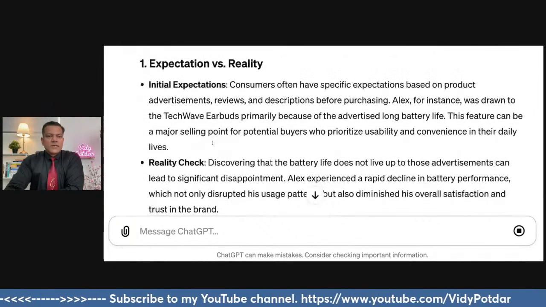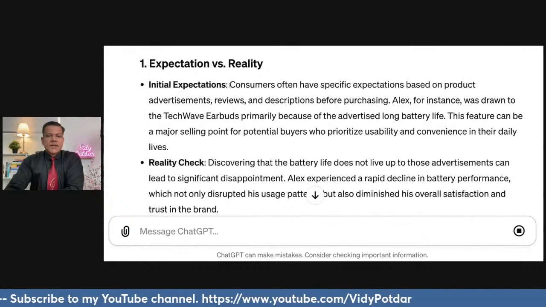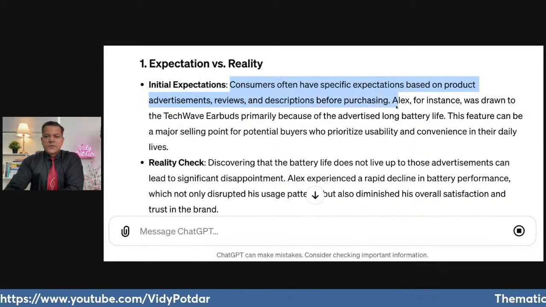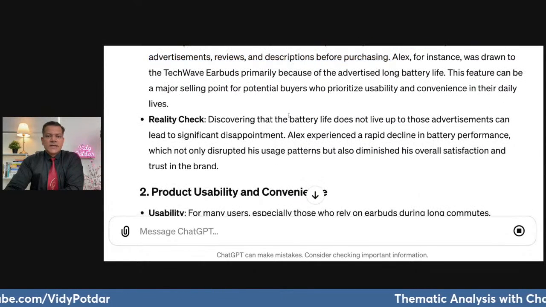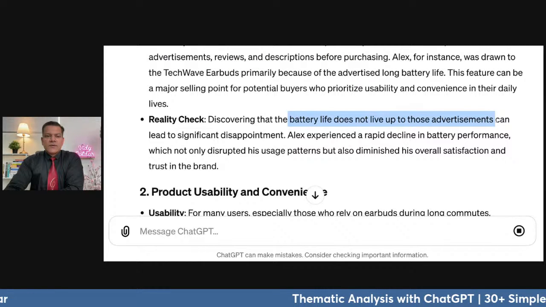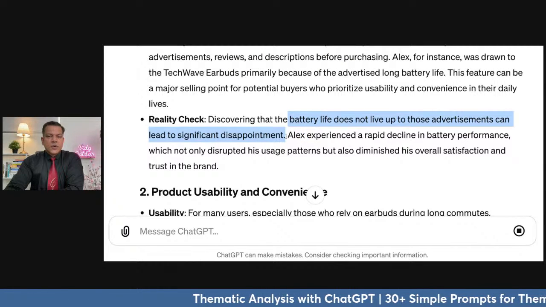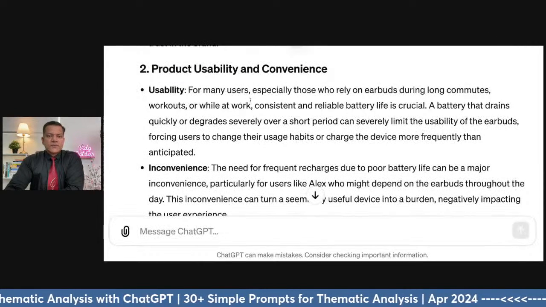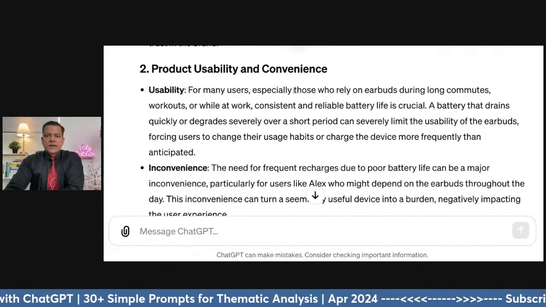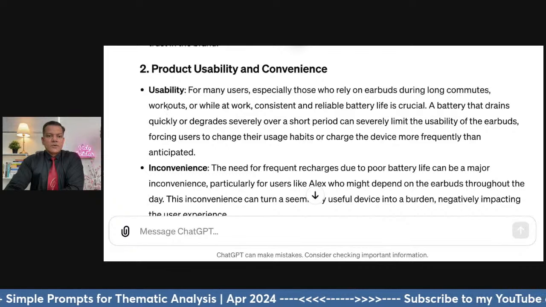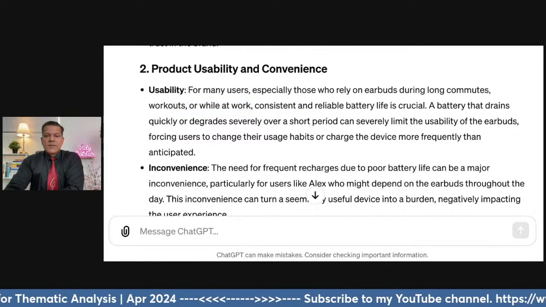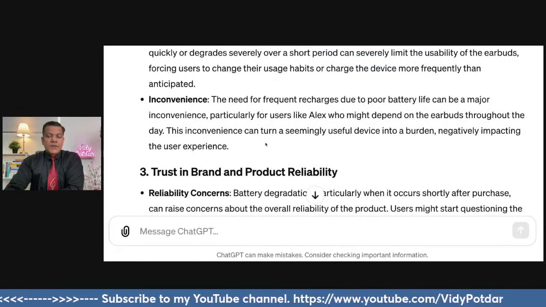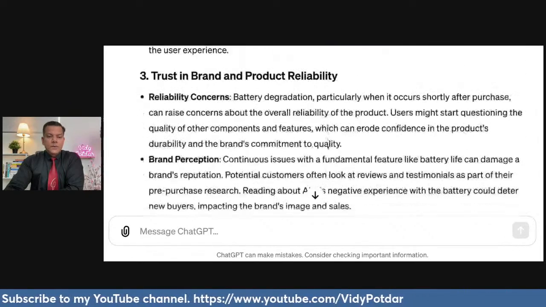So what we have got: expectation versus reality. Initial expectations were based upon advertisements and reviews and descriptions before purchasing. But the reality check is that the battery does not live up to those advertisements and can lead to significant disappointment. Product usability and convenience: for many users, especially those who rely on earbuds during long commutes, workouts, or while at work, a consistent and reliable battery was crucial. But this did not happen because the battery was very poor.